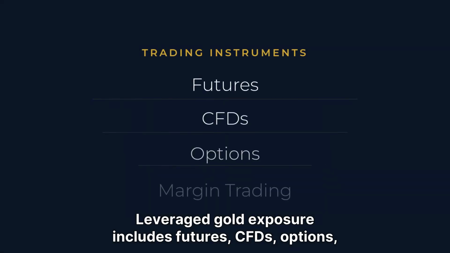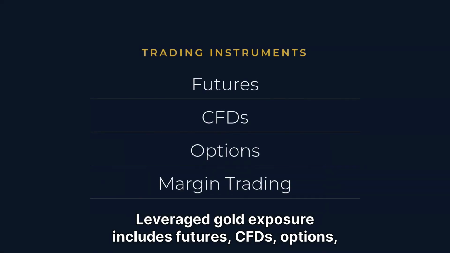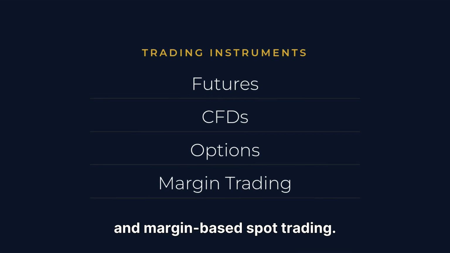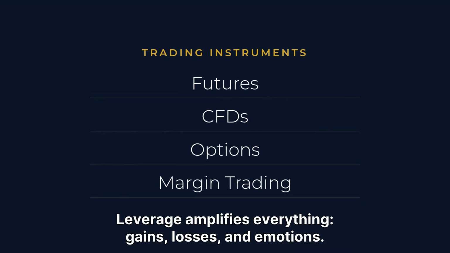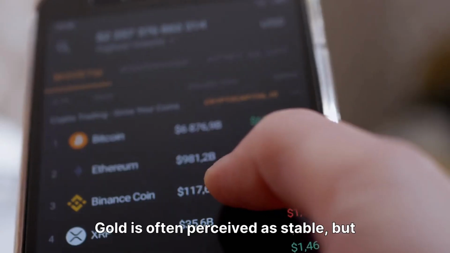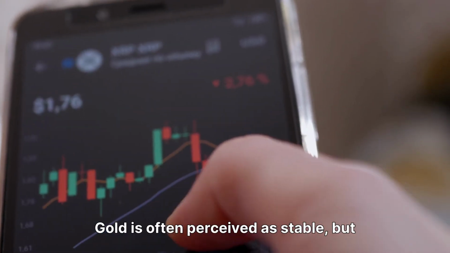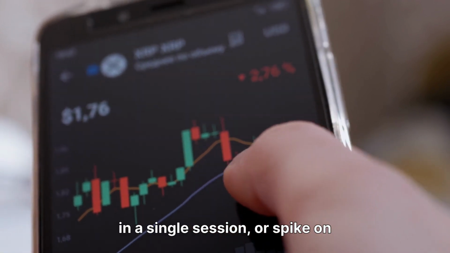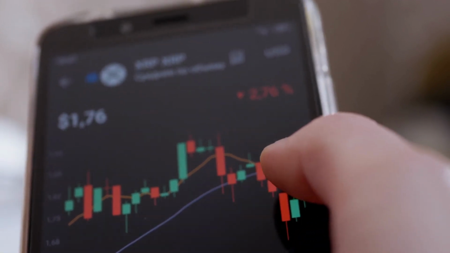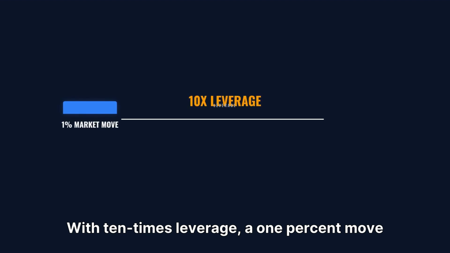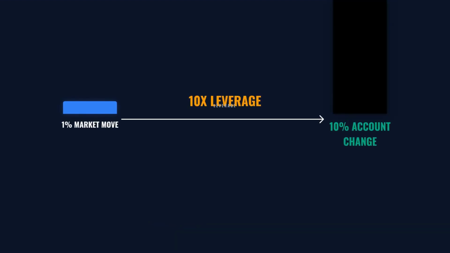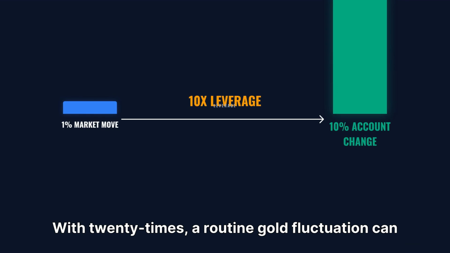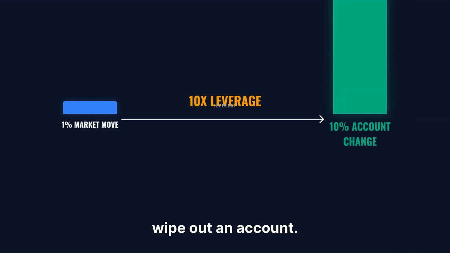Leveraged gold exposure includes futures, CFDs, options, and margin-based spot trading. Leverage amplifies everything: gains, losses, and emotions. Gold is often perceived as stable, but that's misleading. Gold can move 1 to 2% in a single session or spike on economic data. With 10 times leverage, a 1% move becomes 10%. With 20 times, a routine gold fluctuation can wipe out an account.